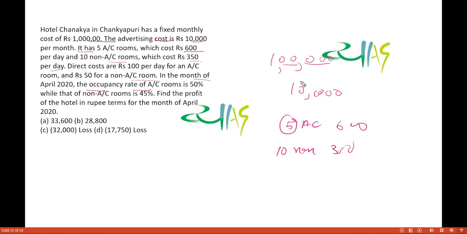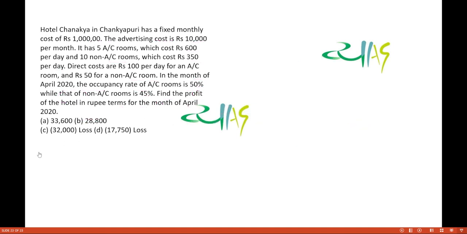So these are the direct costs that are involved, 100 for the AC room and 50 for the non-AC room. In the month of April 2020, the occupancy rate is 50% for AC rooms while that of non-AC rooms is 45%. Find the profit of the hotel in rupee terms for the month of April. Now see, this is a lengthy question because there are a lot of costs. So first let us calculate the cost price.